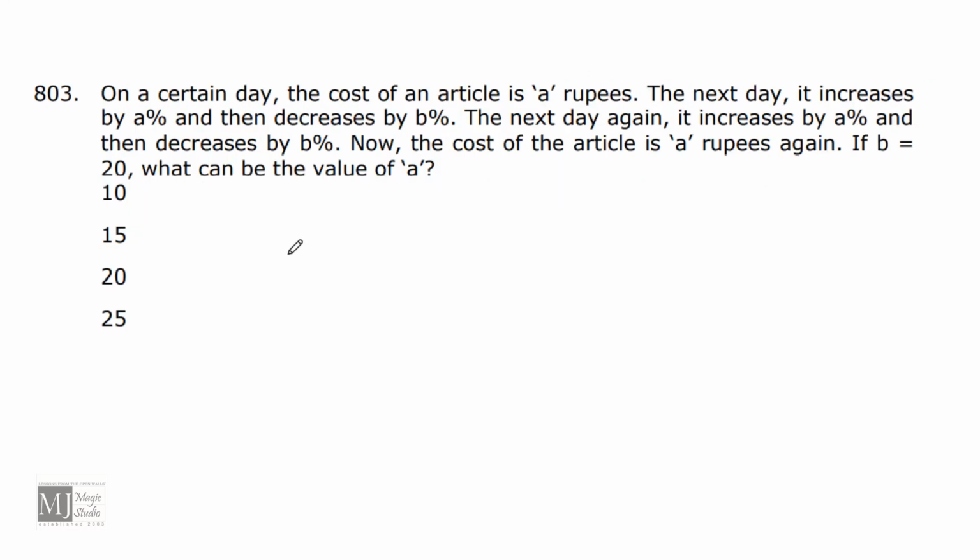In the morning of Durga Ashtami, we are taking up question number 803. On a certain day, the cost of an article is a rupee. The next day it increases by a%. That means it becomes 1 plus a by 100, and then decreases by b%. Final value would be 1 minus b by 100. Keep on multiplying the percentage, increase or decrease.